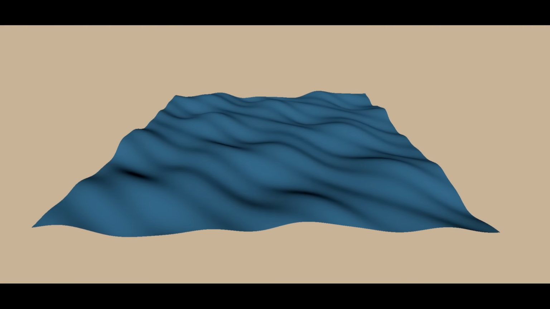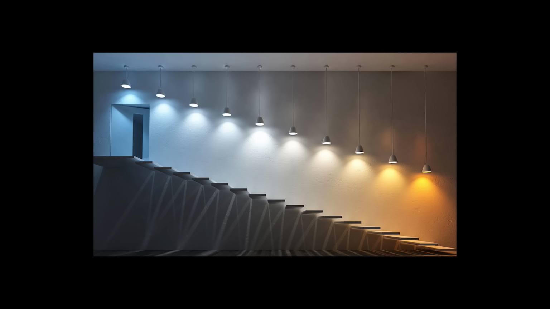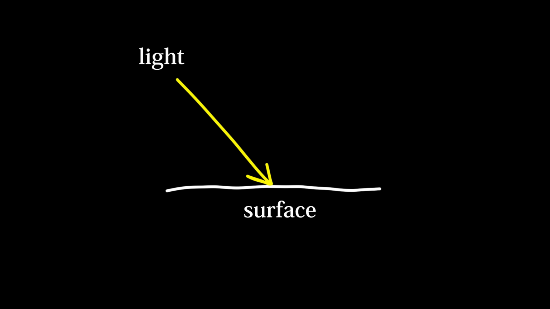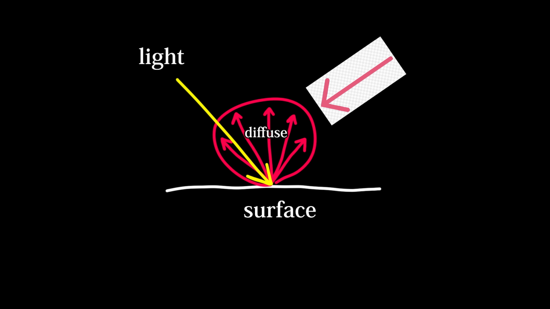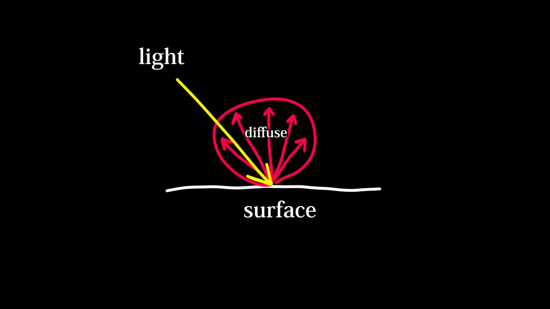Now, let's make the water actually look like water. The Lambertian diffuse is just one piece of the lighting puzzle. It models the light that is scattered in all sorts of directions after hitting a surface. But there's one more important thing that happens when a light ray hits a surface. Some of it reflects.